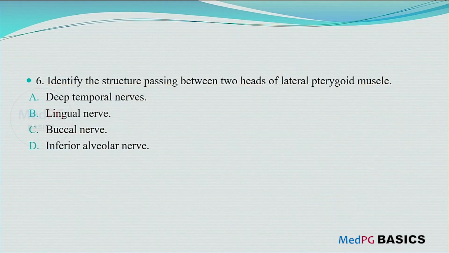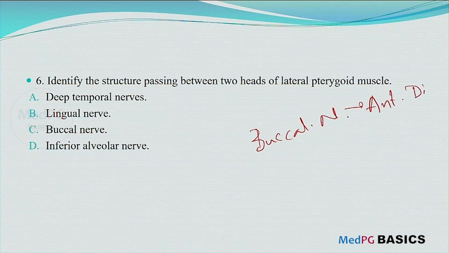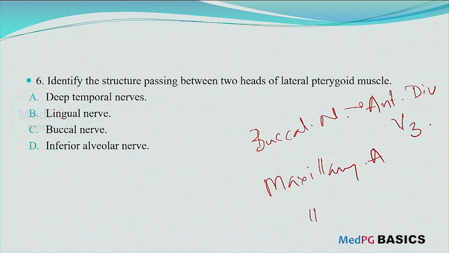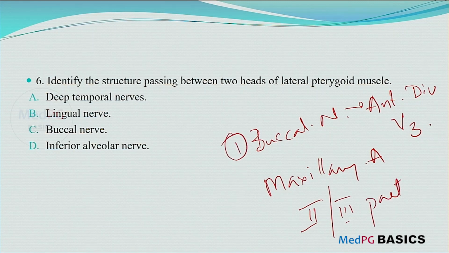Answer is B. Going on to the next question. Identify the structure passing between the two heads of lateral pterygoid. Just in the previous slide I had told there are two structures passing between the two heads of lateral pterygoid muscle. One, the buccal nerve, which is a branch of the anterior division of mandibular nerve, and the second is the course of the maxillary artery, specifically at the junction between the second and the third part. So these are the two structures that pass in between the two heads of lateral pterygoid muscle.